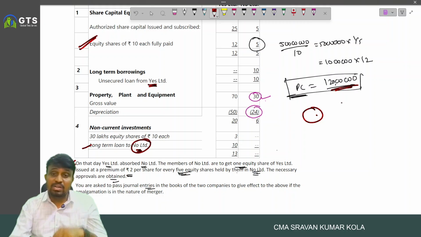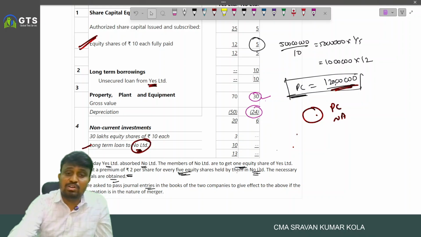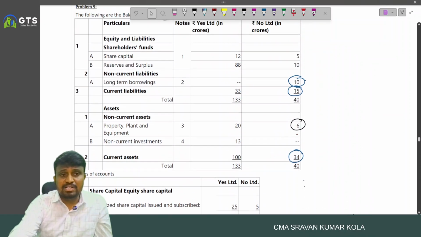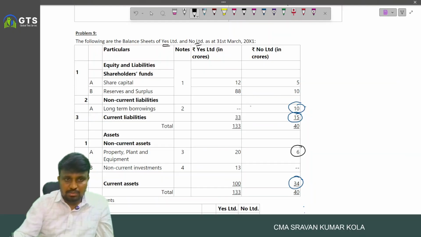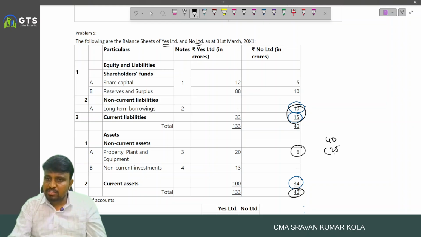But here, there is a difference between PC and net assets. What is the difference? What are the net assets here? Net assets are how much? So total assets are 40 crore and total liability is 25. 40 minus 25, nothing but 15.